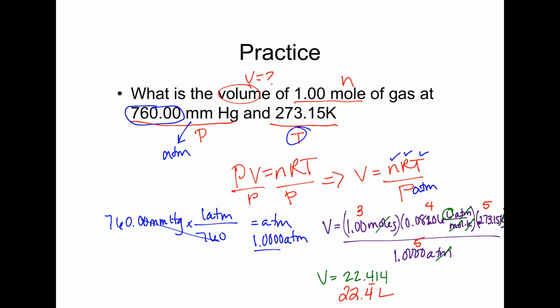Now, if you watched the other videos, you would know this number came up before, 22.4 liters. That's actually a really important number in chemistry because it's the amount that 1 mole of gas will take up at STP. So at standard temperature and pressure, 1 mole of gas will always be 22.4 liters.